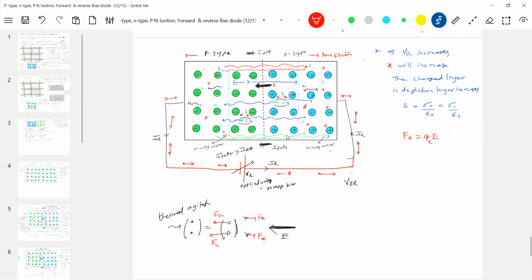This accelerating electron will go and strike another covalent bond. When it strikes another covalent bond, that covalent bond will break up. Now this electron will go and strike another covalent bond, and it will break up. Again, this electrostatic field is present in the depletion layer, so it will further accelerate.